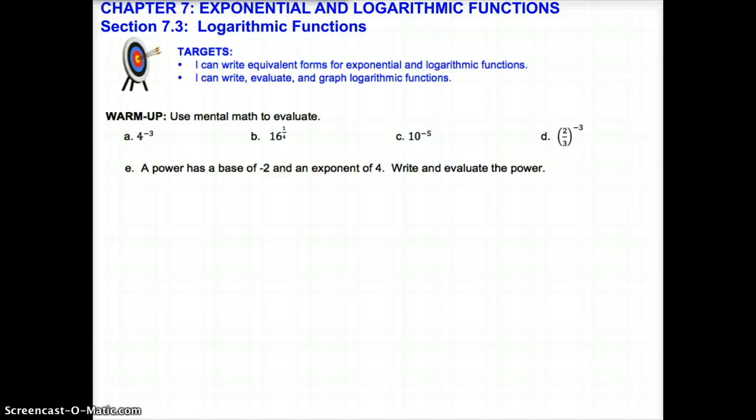We will be looking today at logarithmic functions and exponential functions and how those are related, with lesson 7.3. And I'd like you to pause this for a moment and just take a look at the warm-up.